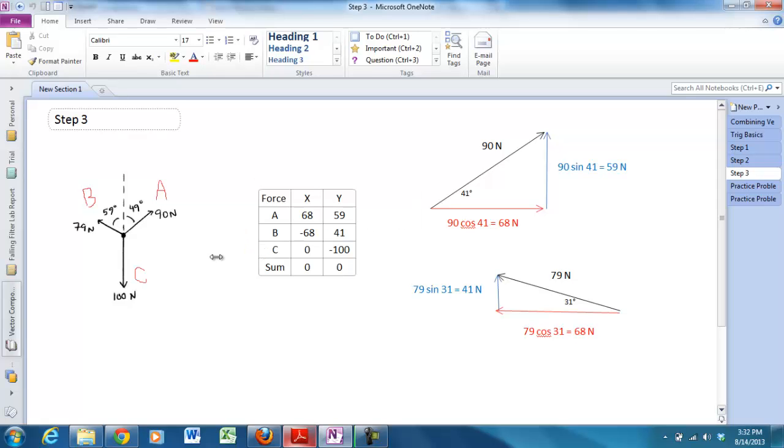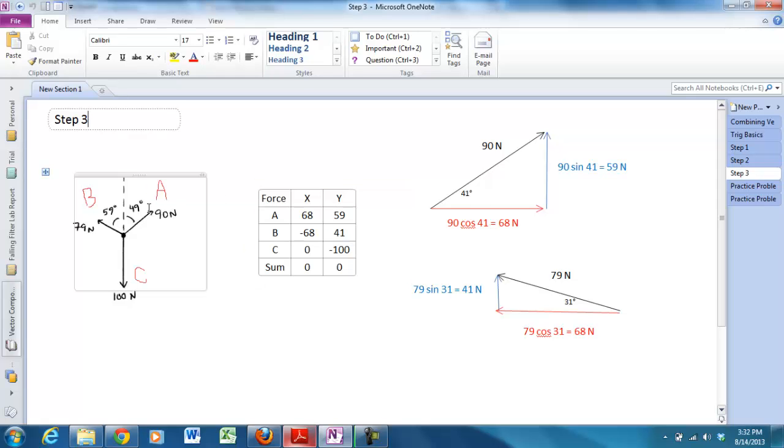And then the force C, we didn't have to do any trigonometry on because it's all just straight in that vertical direction. So it has 0 component in the horizontal direction, and all of it is acting downward, for negative 100. So we can see once we put these forces into their x and y components, we can just add them together because they're all collinear.